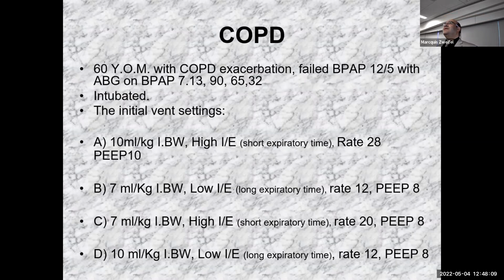Same thing for this COPD patient, same story. The pH here is 7.13, so your pH is even lower, and carbon dioxide is 90, with PaO2 65, all on BiPAP. So what will the initial vent settings be? It will be B, right? Small tidal volume, 7 ml per kg ideal body weight, low I to E ratio meaning longer expiratory time, rate of 12 and PEEP of 8. Make sense?